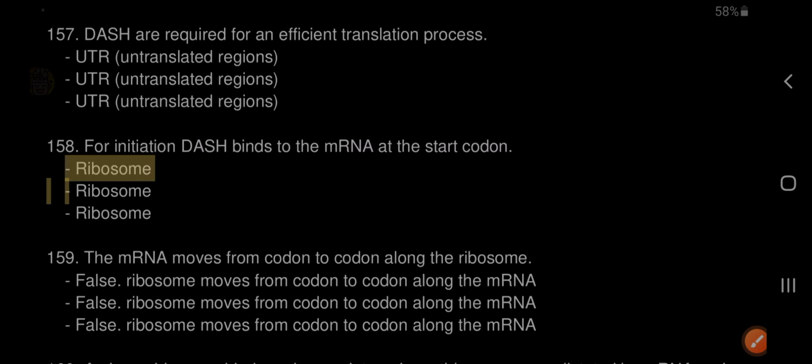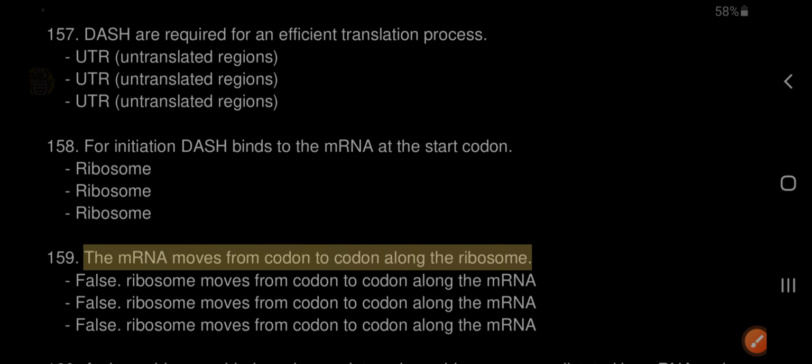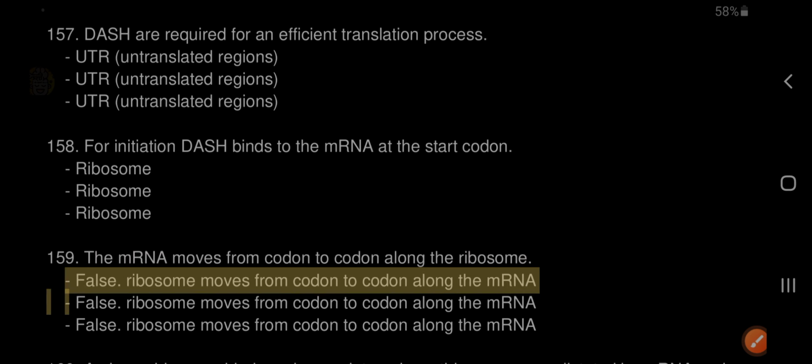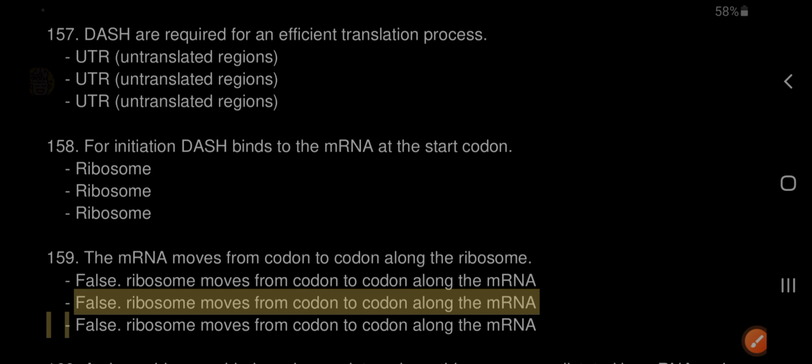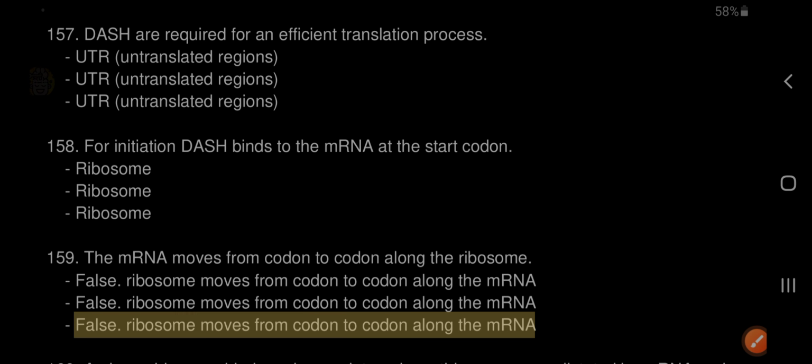158. For initiation, dash binds to the mRNA at the start codon. Ribosome. 159. The mRNA moves from codon to codon along the ribosome. False. Ribosome moves from codon to codon along the mRNA.